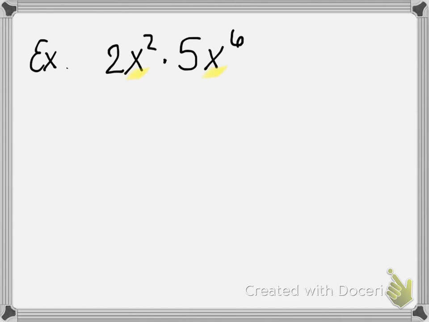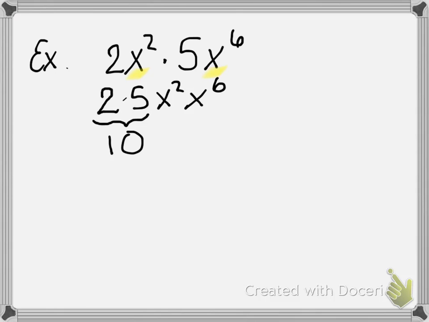You can think of them as a power of 1, but I can rearrange these. All this is multiplication here, so I can rearrange this and put the like terms together. The 2 and the 5 can sit together. The x squared and the x to the 6th power can sit together. And now I can see that I can actually simplify 2 times 5 to 10. And I can actually simplify x squared times x to the 6th to x to the 8th. I added the exponents because of that product rule.